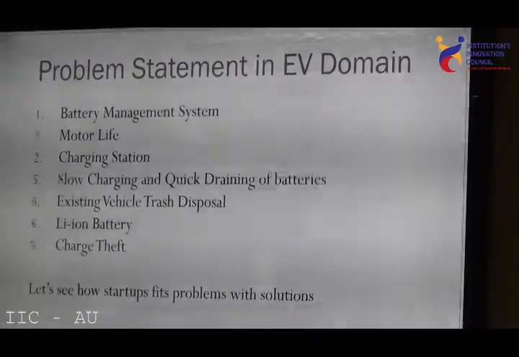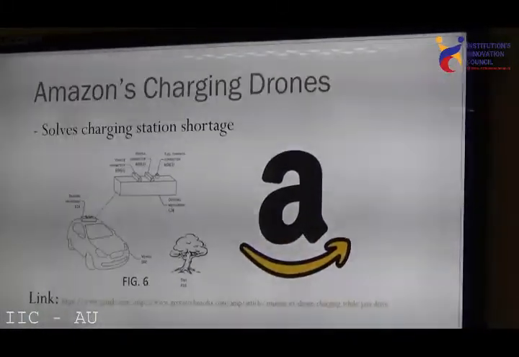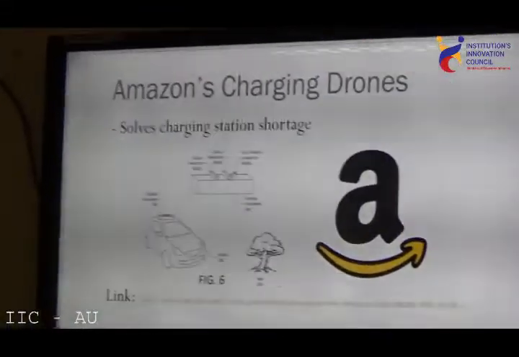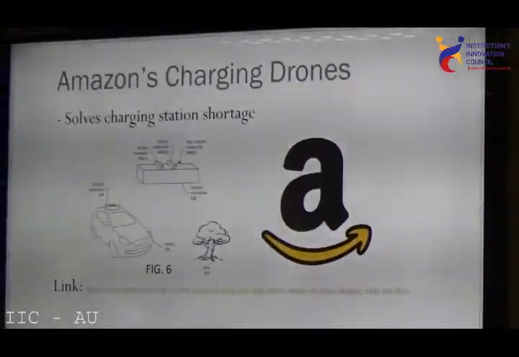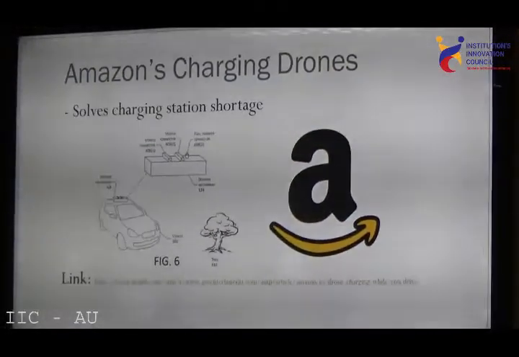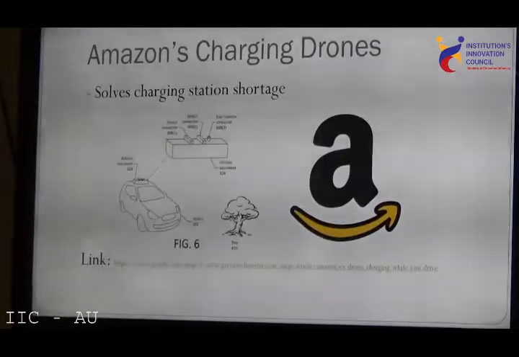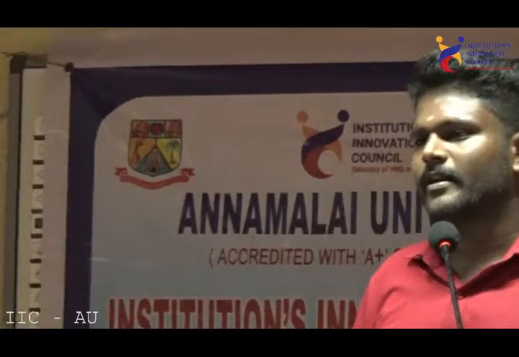Let's see how startups fit these problems and provide a solution to the above. The first one is Amazon. What Amazon is doing is solving charging station storage. They have a docking drone, that means a fully charged battery with drone facilities. Once you are traveling on a highway, you may not have any charging facilities. So they will provide fully charged batteries on the highway, using a drone to pick and place. That means a docking system to charge your EV vehicle on the highways also.